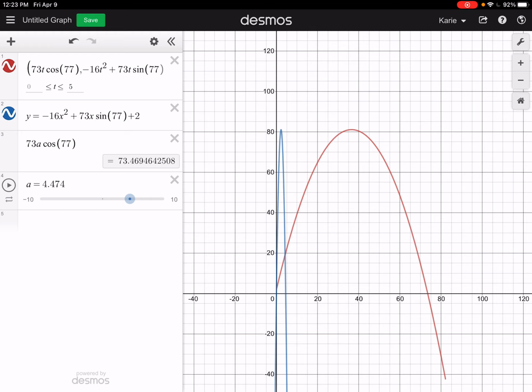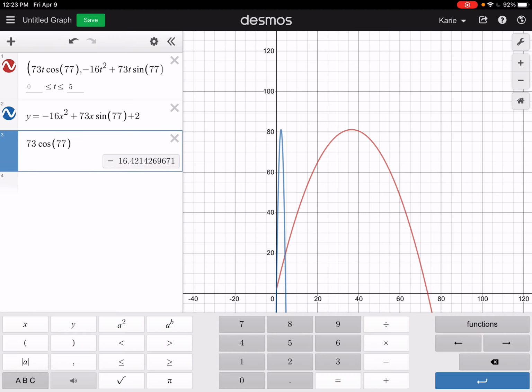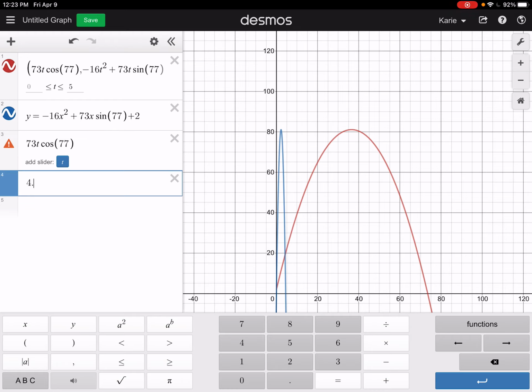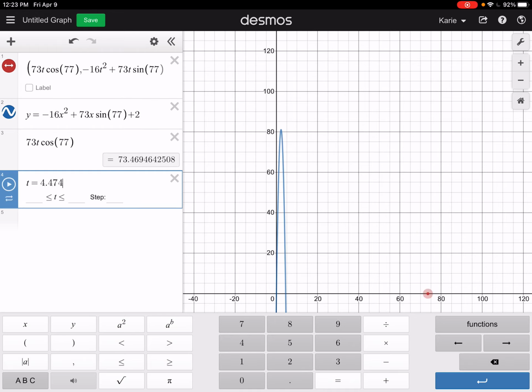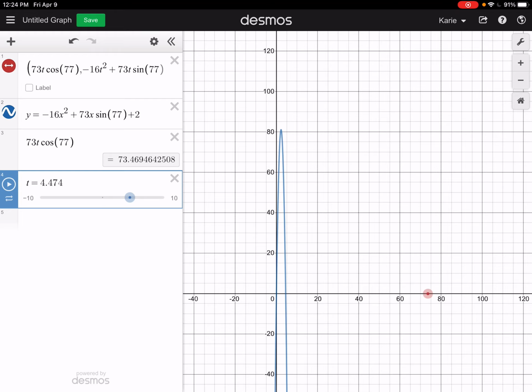Okay, weird. So anyway, let me get rid of that for a second. If I make that a t, and then I add that slider and put in 4.474, so now it's showing me where it would be in t, where that x value is when y is 0. So it's using that first one. But if anyone knows what I'm doing wrong or why I can't see both the curve and the point, that'd be great. I don't know what's happening.